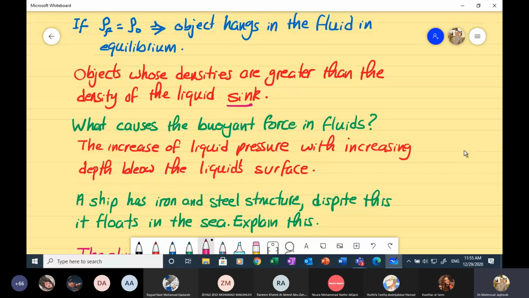Let me ask you this question. We said that iron, steel, gold, lead, they all have density higher than that of water, and they will all sink. So what is a ship made of? A ship is made of iron, it has lead, it has steel. Their densities are greater than that of water. Why doesn't it sink?